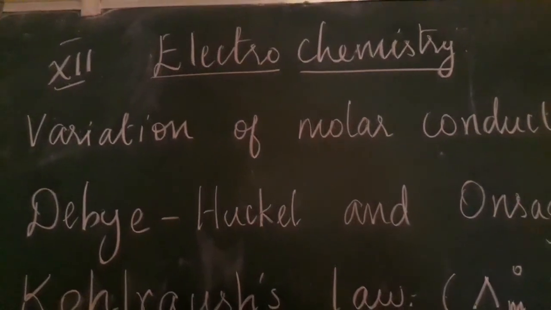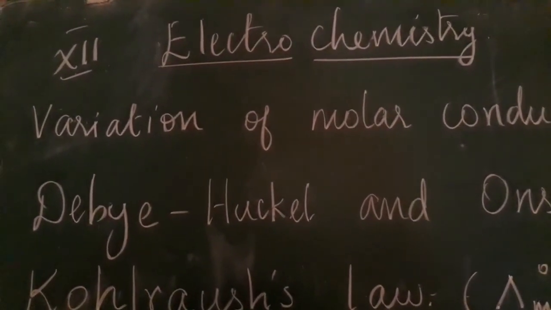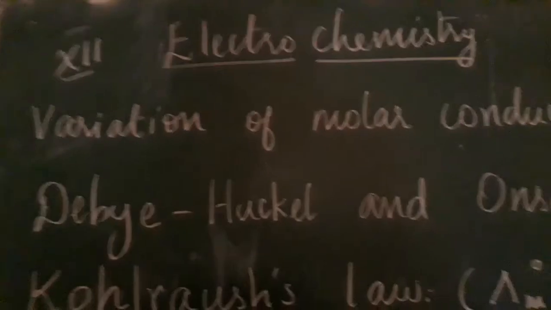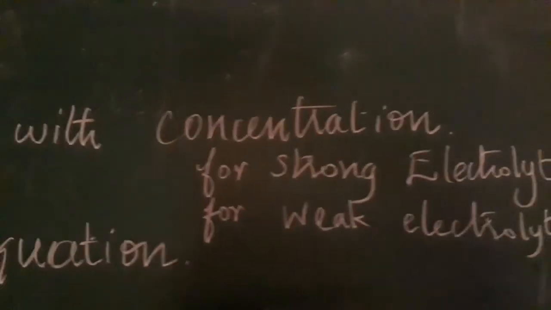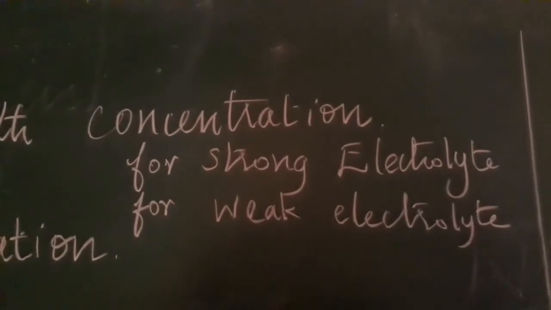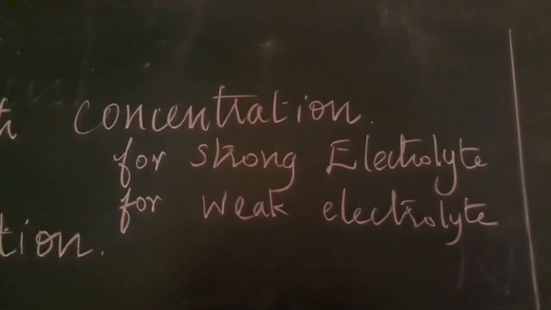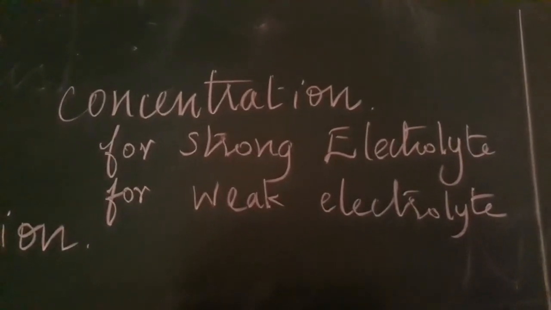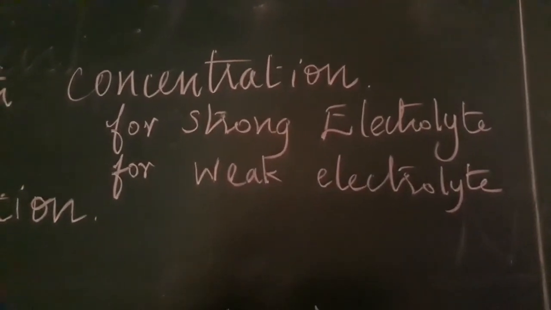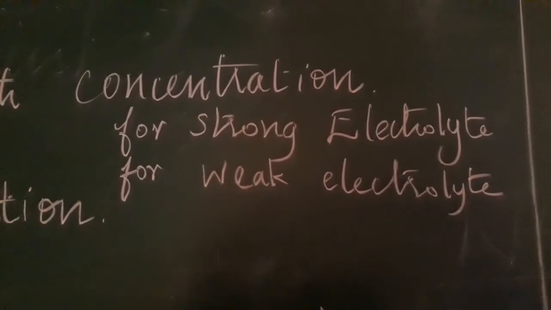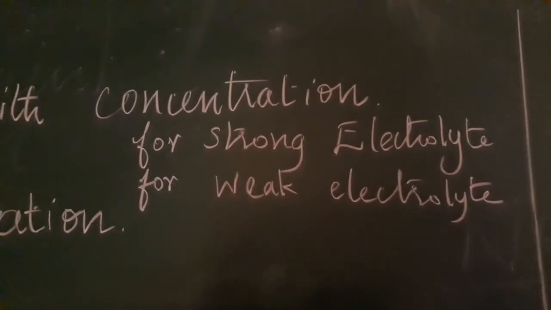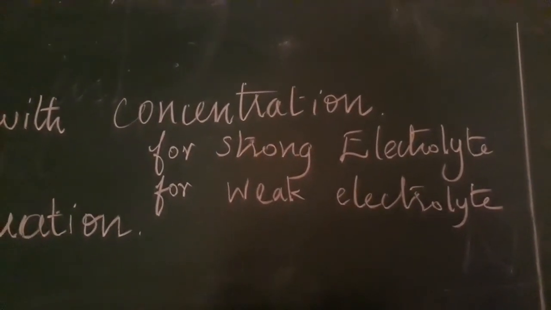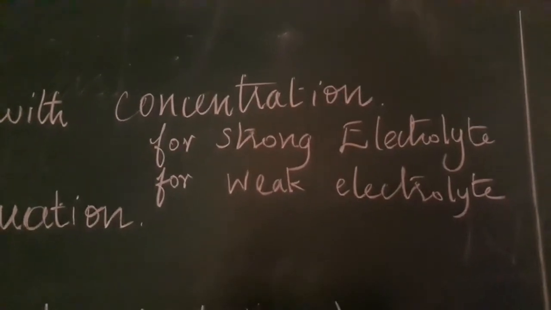Namaskaram students. In electrochemistry today we are going to see the variation of molar conductivity with the concentration for strong electrolyte and weak electrolyte. What is a strong electrolyte? A strong electrolyte means in water it is fully dissociated. A weak electrolyte means it is partially dissociated. So for strong and weak electrolytes, we are going to learn what happens to the molar conductivity with the concentration.